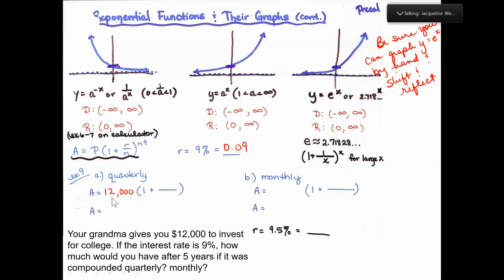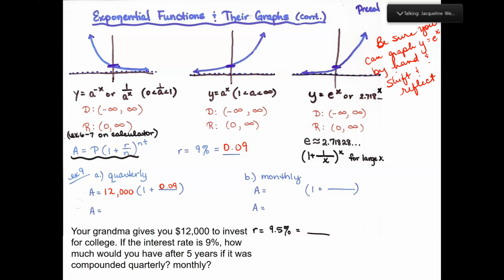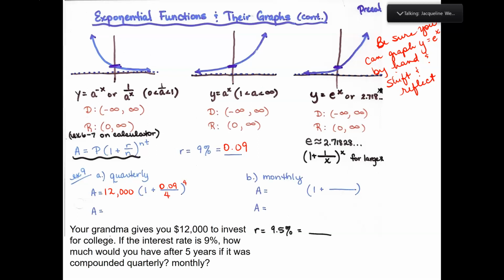12,000. Yes, the principal is the amount you're investing. And then 1 plus the rate. What's our rate going to be? 0.09, because we're going to write it as a decimal. And if it's quarterly, how many times is it being compounded? 4 times. So 4 is going to go in 2 different places. It's going to go here and here.